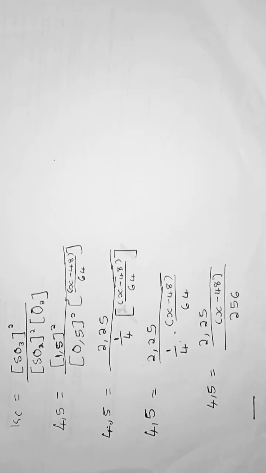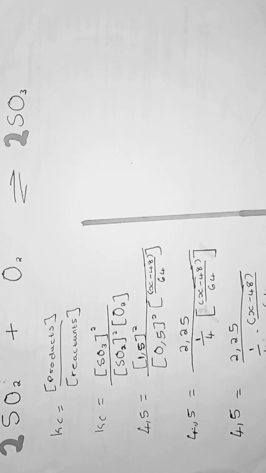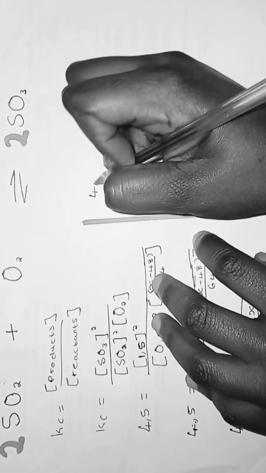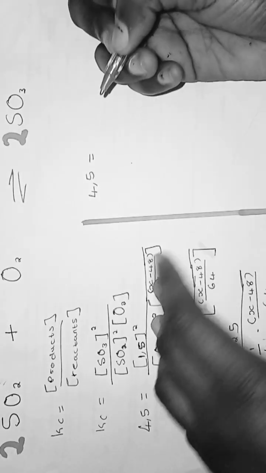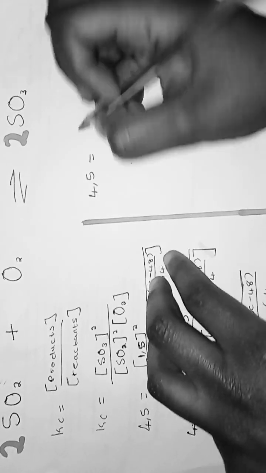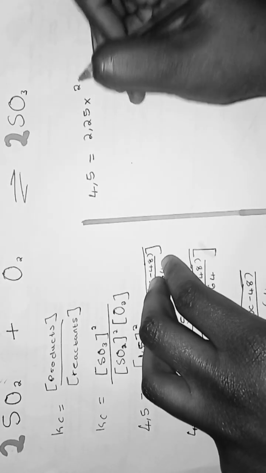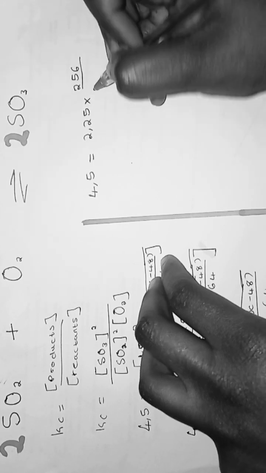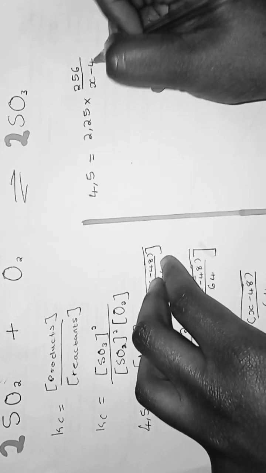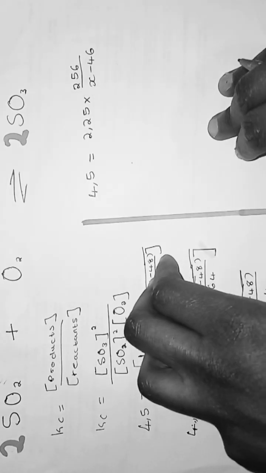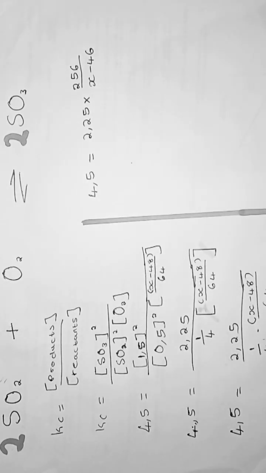This is the boss. The boss. Okay, I'm doing everything. So my 4 comma 5 is equal to 2,25 times 256 all over x minus 48. Okay, after that I'm multiplying everything by the boss.